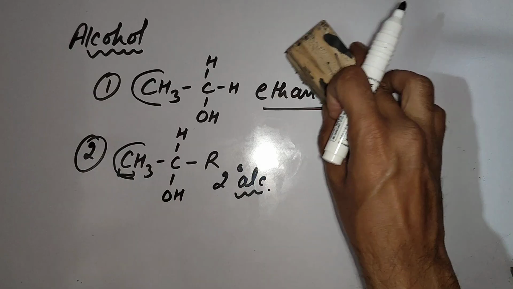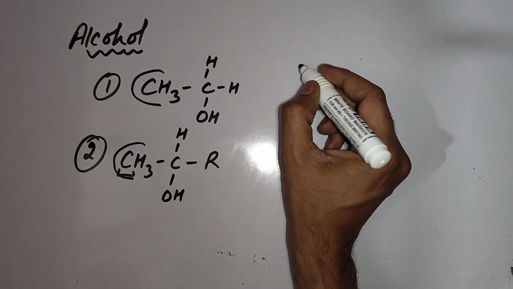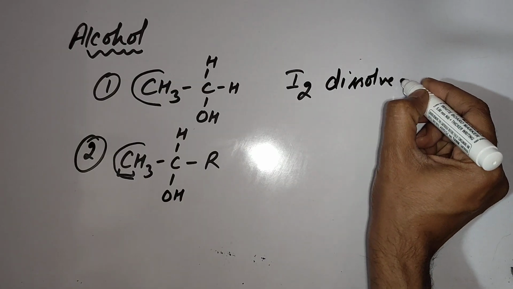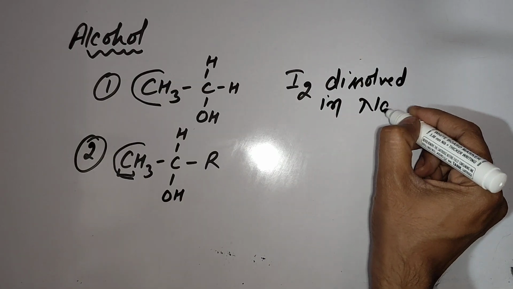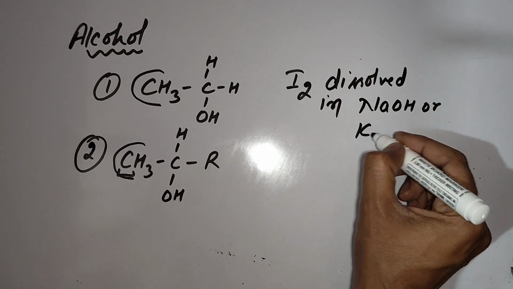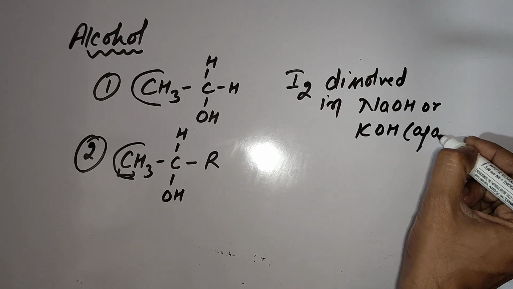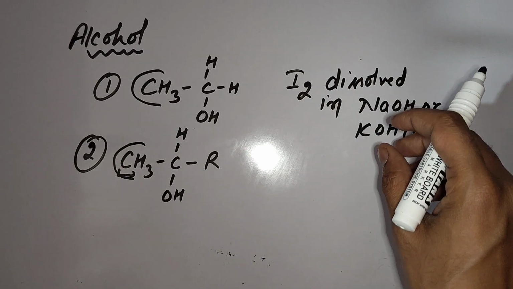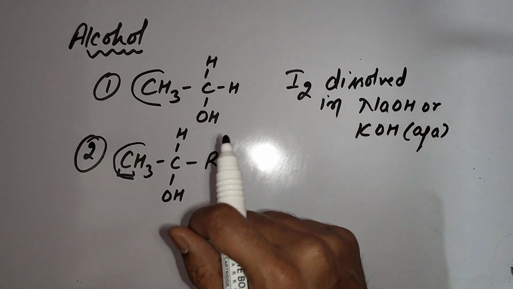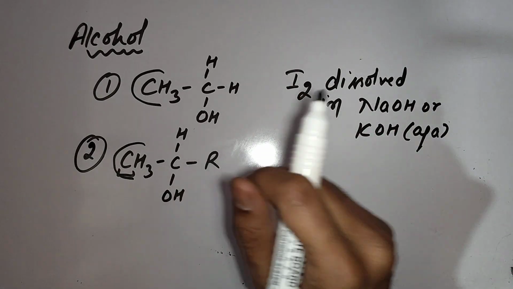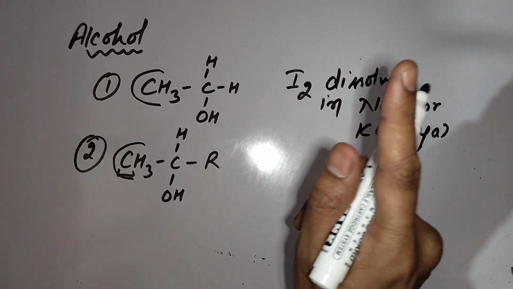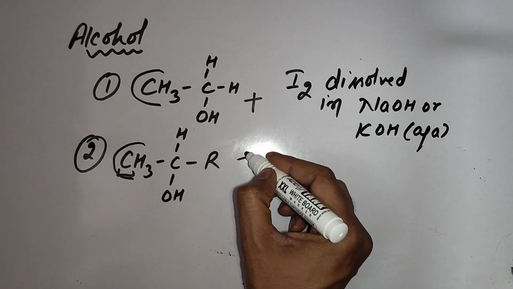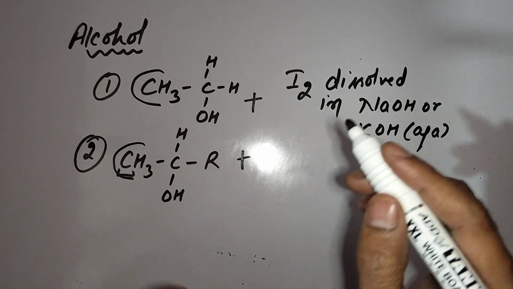Now, which reagent is required? Solid iodine dissolved in sodium hydroxide or potassium hydroxide aqueous solution. Aqueous means you dissolve this potassium hydroxide or sodium hydroxide in water. That aqueous solution will be generated, and in that solution, we will dissolve this iodine. The solution generated there will give us the iodoform test when we put ethanol or such type of alcohol in it. Now let's check what the result is.